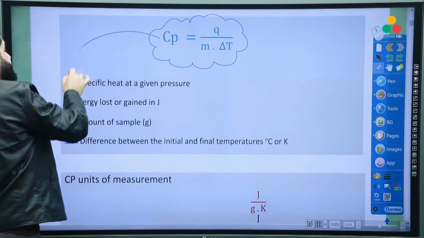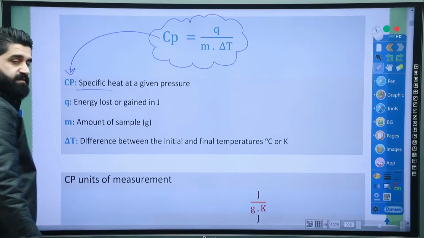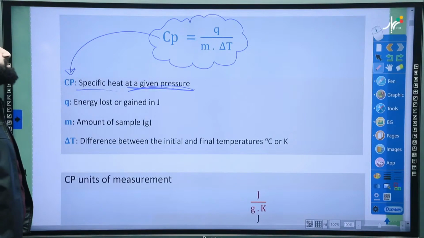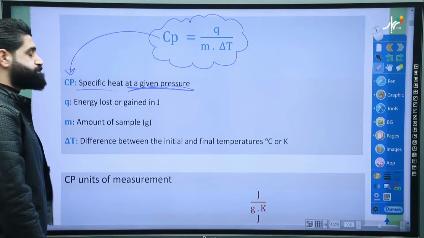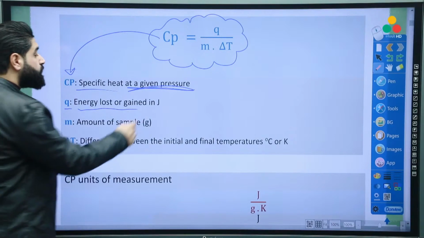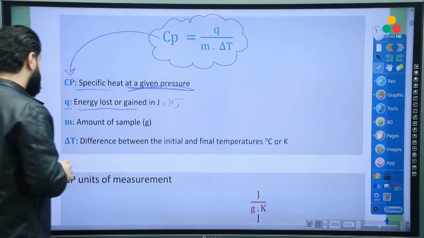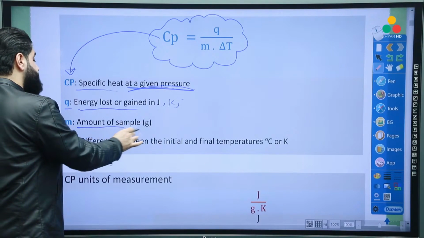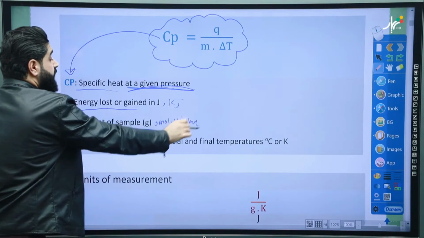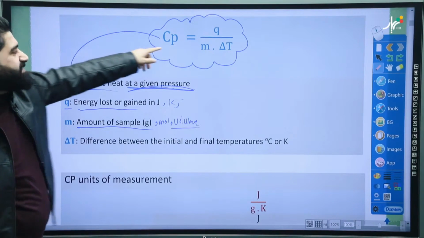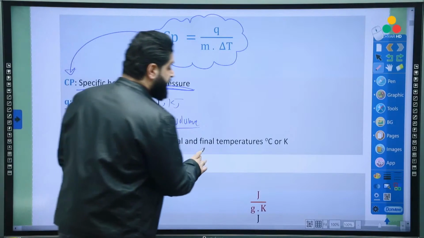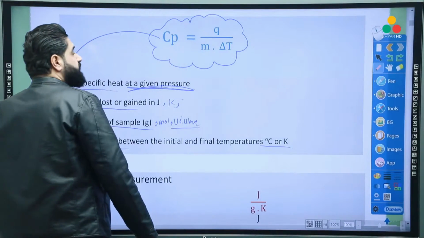Cp is specific heat, specific heat at a given pressure. It's very important to say at a given pressure, because Cp can be changed by changing the pressure. Q is energy lost or gained in joule or kilojoule. M is the amount of a sample in gram or mole or in unit of volume also. I'll show you why in unit of volume. This is not mass, it's amount of substance. Delta T is the difference between initial and final temperature in unit of Celsius or Kelvin.